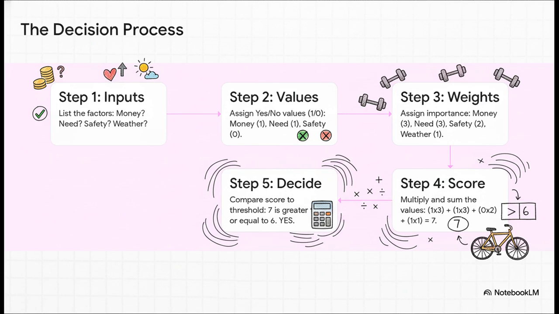Now, step 3 is the really important part, the weights. See, not all factors are equal. Money and need are super important, so we'll give them a heavy weight of 3. Safety is important too, let's say a 2. And weather, well, it's a factor, but less critical, so it gets a 1.